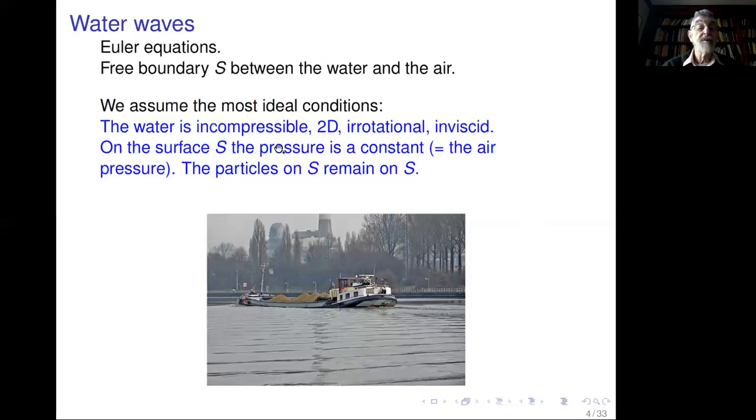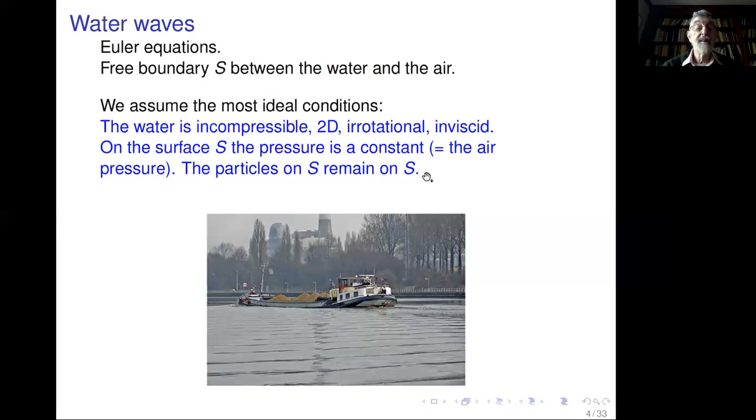That's a so-called ideal water wave. And then you have the surface. The surface is an unknown S. And there are two conditions. One is that the pressure is constant, namely the pressure at the surface is equal to the air pressure from above. And the other is that particles on S remain on S. You don't have any things like jets or like bubbling up or something from the water. So those are the conditions.